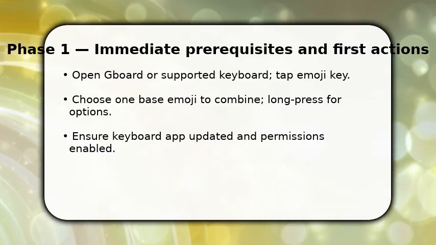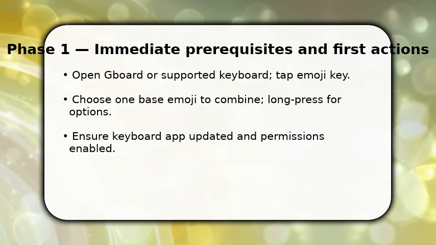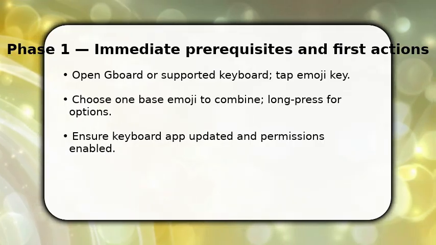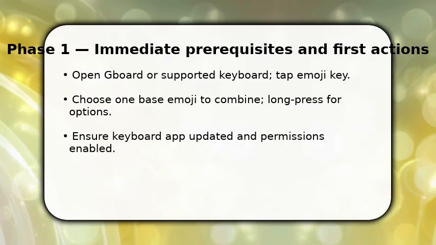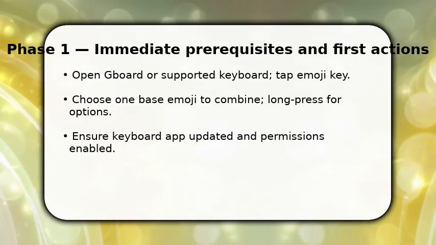Once done, long press or tap suggested blends to reveal combinations. Make sure to keep the keyboard updated so new pairs show up. If you can't see combinations, switch to a text field and try again.